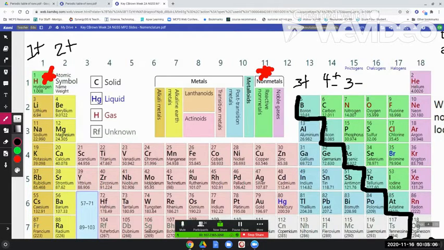3 minus. Remember my example of a negative ion or anion. I did oxygen and it was a 2 minus. Oops. What's up with me and numbers this morning? I think I'm just flustered. This is a 1 minus. Group 18 is 0.